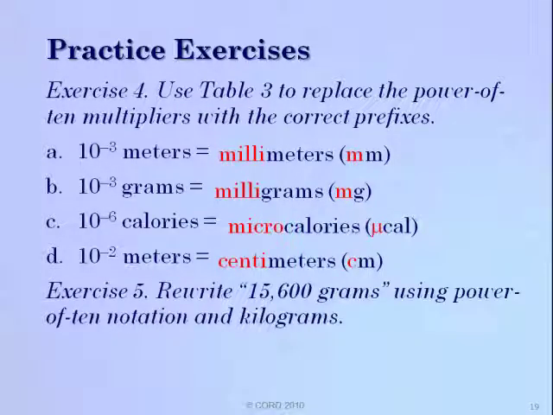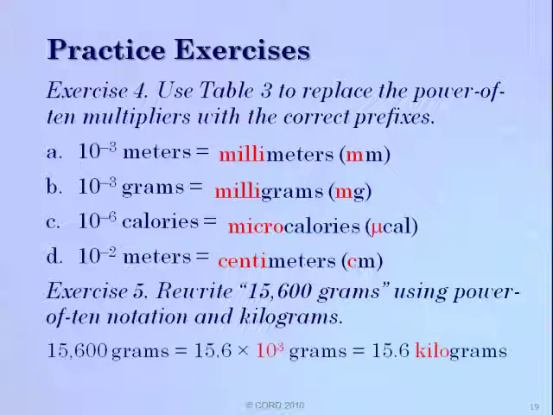Exercise 5 asks you to rewrite 15,600 grams using power of 10 notation and kilograms. So we have to determine what multiplier we could pull out of the 15,600 to use a power of 10 notation. And you can see that you could divide 15,600 by 1,000, or by 10 to the 3, which is the same as a kilo. And so you'd end up with 10 to the 3 grams, or kilograms, for exercise 5.